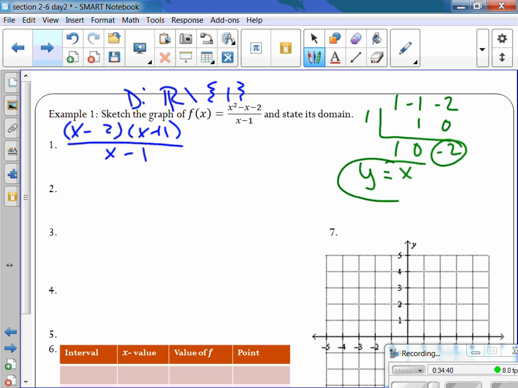And for my y-intercept, when x equals 0, we're just left with, again, we're just replacing all the x's with zeros. We're left with a negative 2 over negative 1, or positive 2.